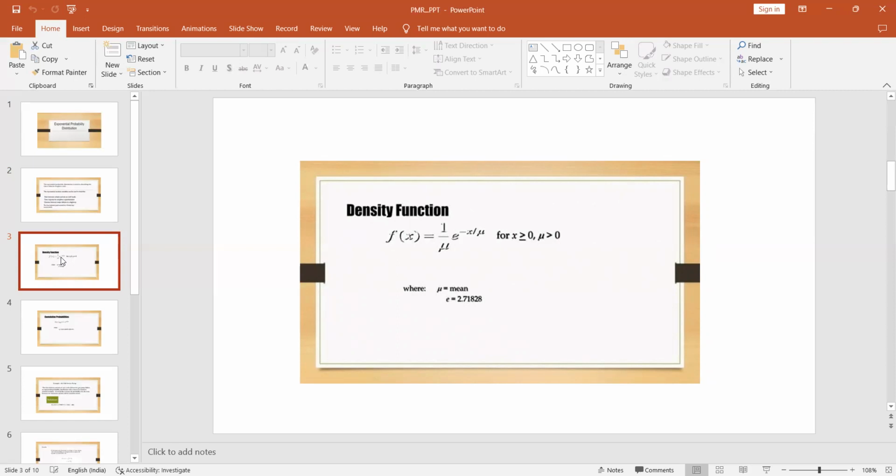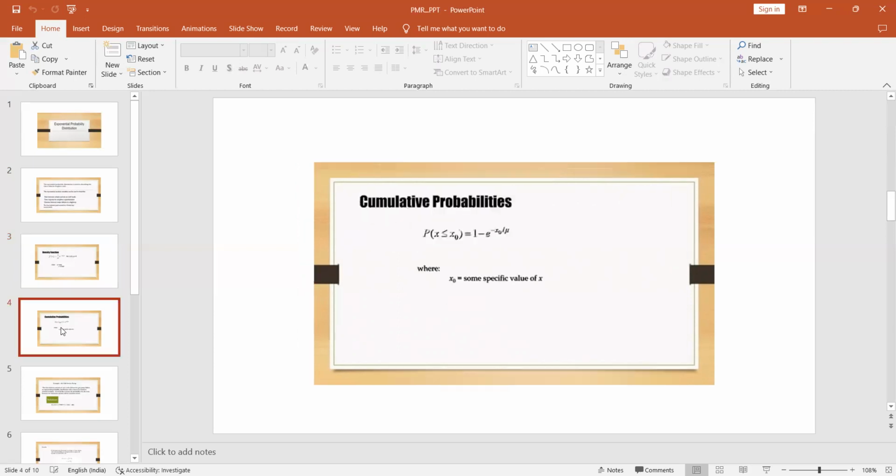Here we get the density function of the probability distribution, and the cumulative probability is P of x less than or equal to x naught, which is equal to 1 minus e to the power of minus x naught by mu, where x naught is some specific value of x.